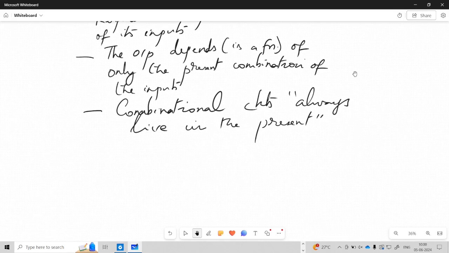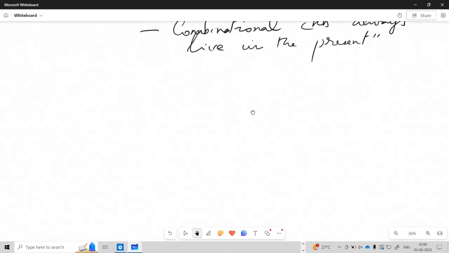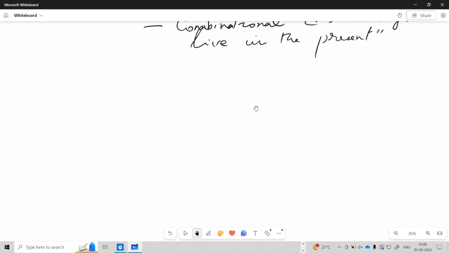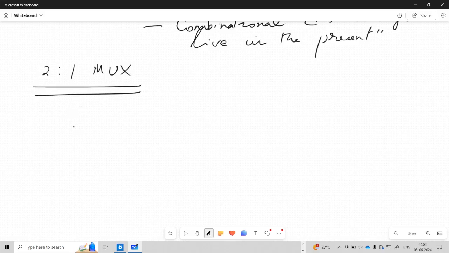So, as we have seen earlier, the behavioral model of combinational circuits is written using sequential statements inside an always block. To illustrate how combinational circuits are modeled, we will start with one of the simplest combinational subsystems that you can think of, that is the 2:1 multiplexer.